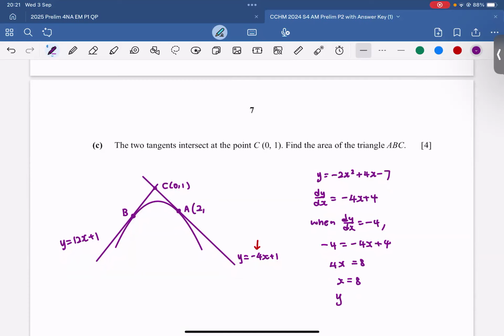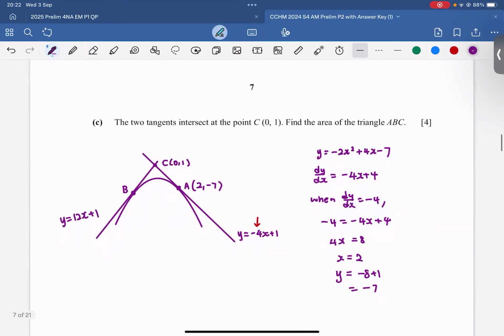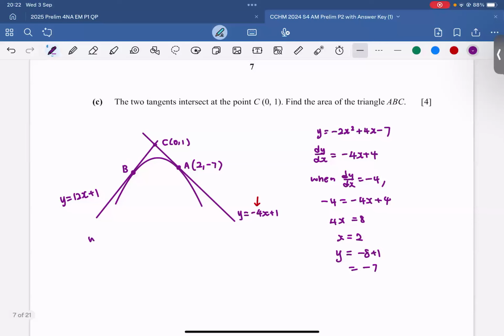Now I need to find the y. I put it inside the equation. So y equals to negative 8 plus 1. I will get negative 7. So this tells me A is actually this. Okay, to find B, I will let my dy dx be 12. So 12 equals to minus 4x plus 4. So 4x equals to minus 8. X equals to minus 2. So this is minus 2. So when x is minus 2, y is just minus 24 plus 1, negative 23. So this is negative 23.